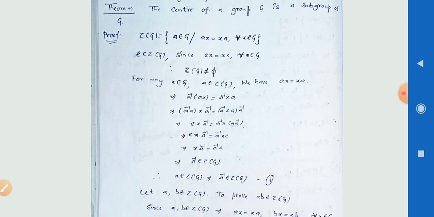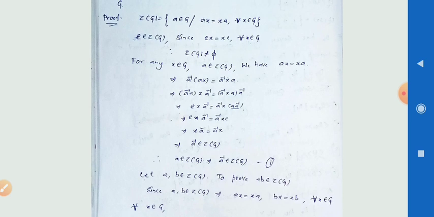If E belongs to Z(G), the condition must be E into X is equal to X into E. Here E into X is equal to X into E means we get X is equal to X. Therefore the element X belongs to G. Therefore E is one of the elements that must belong to Z(G). Therefore Z(G) is not an empty set. Therefore Z(G) not equal to empty means some elements exist in Z(G).